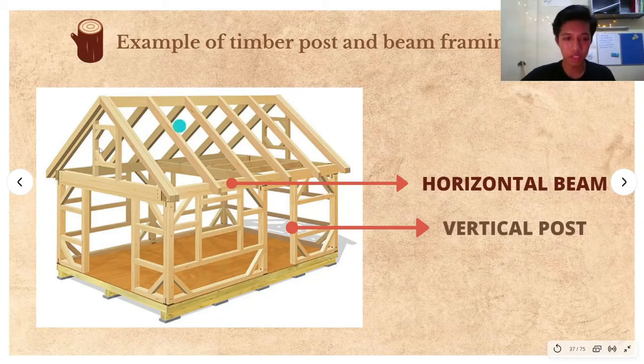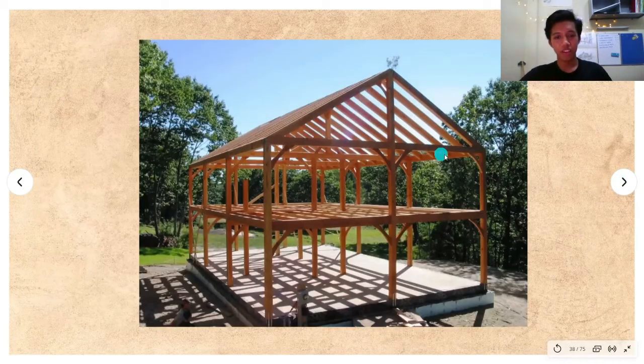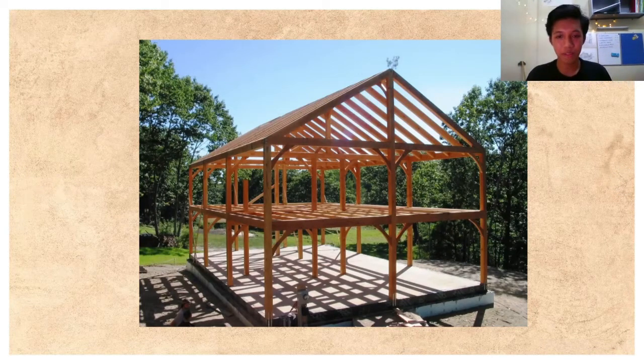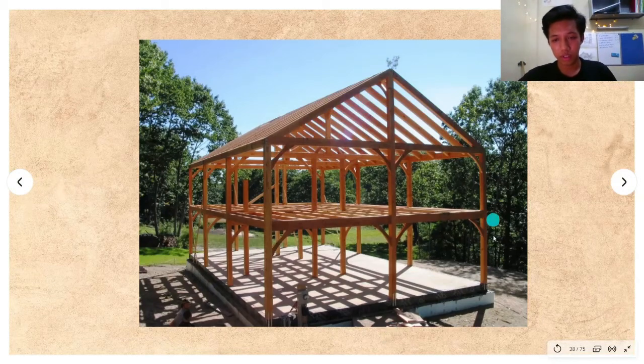As you can see in this picture, this is a simple house made of timber. You can see the horizontal beam and the vertical posts forming parts of the walls. So let's move on. This is another obvious example of a timber post and beam system. You can see the posts here on the side of the building, and you can see the beams for the floors and for the roof.